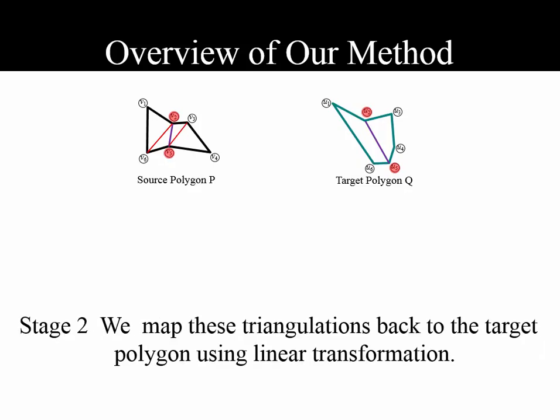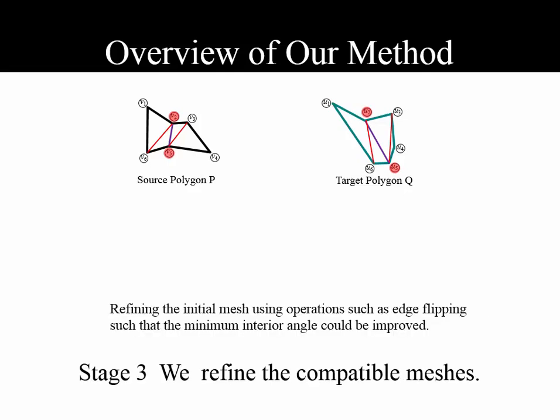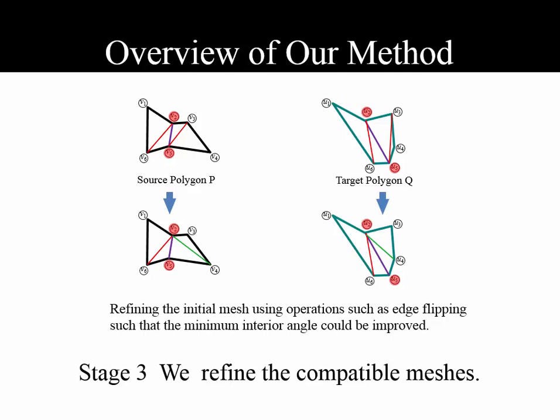In the second stage, we map the triangulations back to the corresponding polygon using linear transformation. In the third stage, we refine the initial compatible mesh created in the previous phase such that we can increase the proportion of regular triangles and make the mesh more uniform.